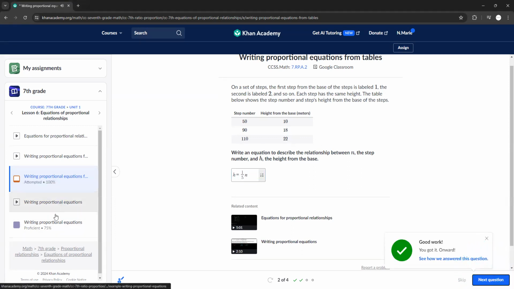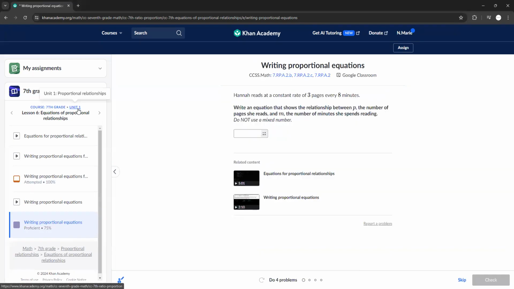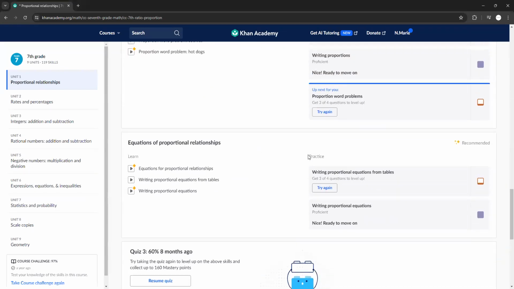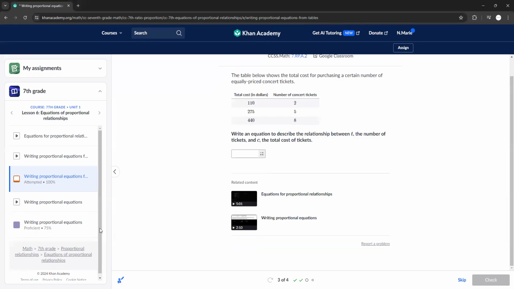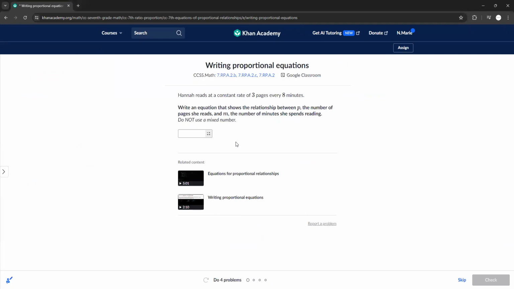So we're just setting it up. Writing proportional equations. Write an equation that shows the relationship between P, the number of pages she reads, and M, the number of minutes she spends reading. Okay, so every 8 minutes, 3 pages.